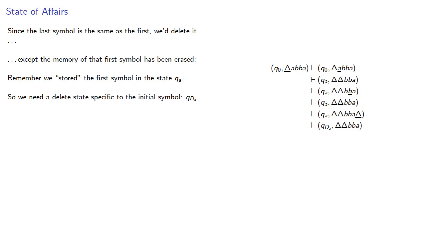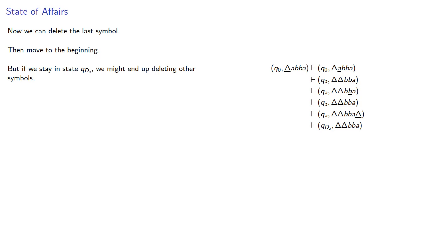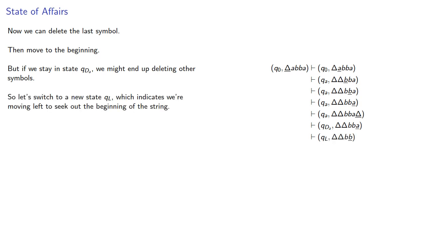So this QDA stores the fact that the first symbol was A, and if the last symbol is also A, we can delete it. And in this case it is, so we can delete the last symbol. And now we want to move to the beginning. The important thing to realize here is we can't stay in the state QDA, because if we stay in the state QDA, we might end up deleting other symbols. So let's switch to a new state QL, which indicates we're moving left to seek out the beginning of the string.